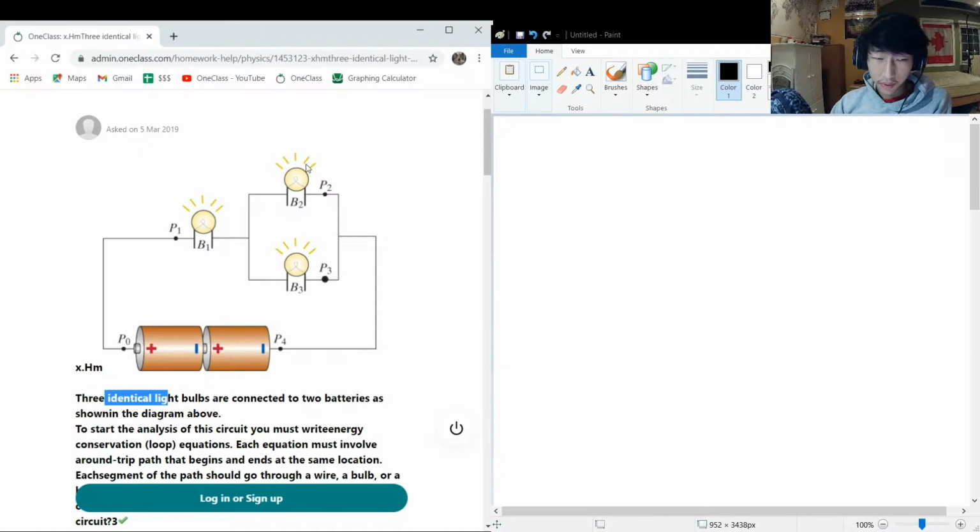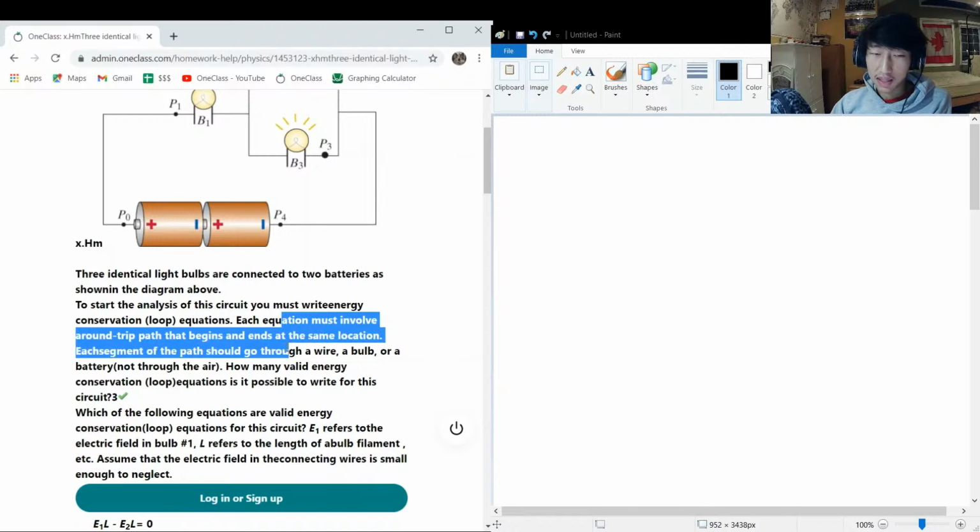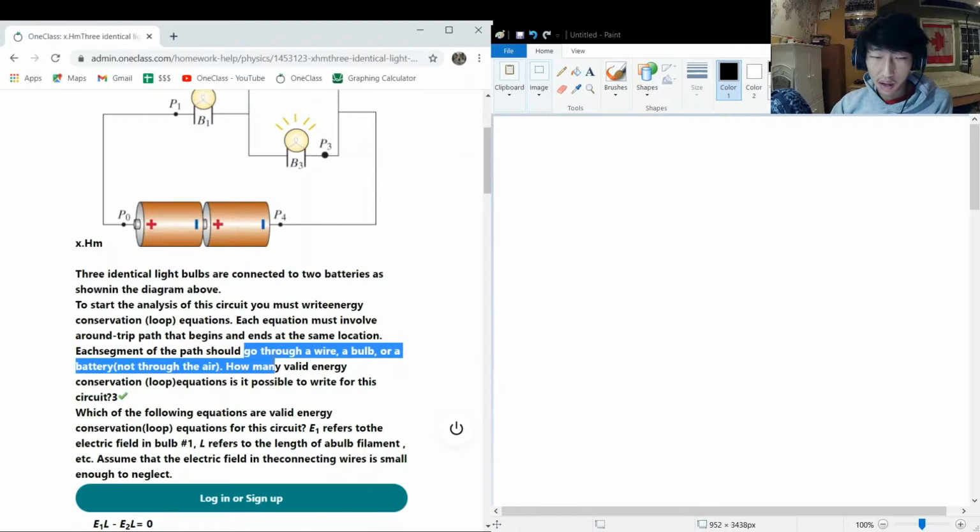We have 3 identical light bulbs that are connected to 2 batteries, shown just like this. To start the analysis of the circuit, we have to write loop equations, or energy conservation equations. Each equation must involve a round-trip path that begins and ends at the same location. That's kind of the definition of a loop equation, but it's nice to have that specified. Each segment of the path should go through a wire, a bulb, or a battery, not through the air. How many valid loops can we write for this circuit?